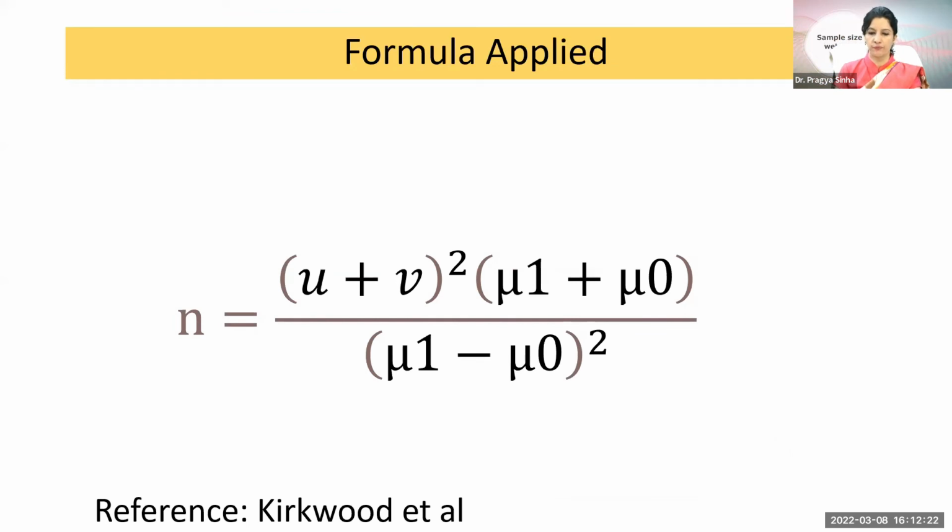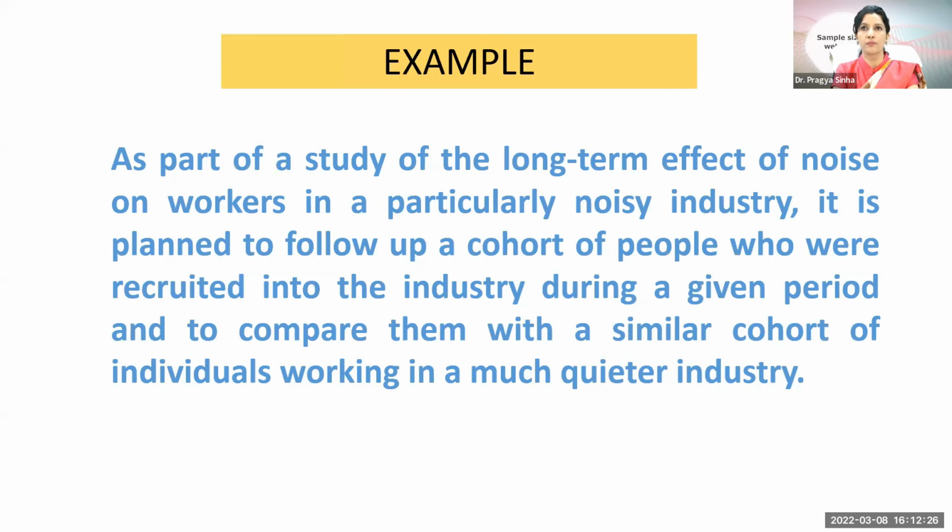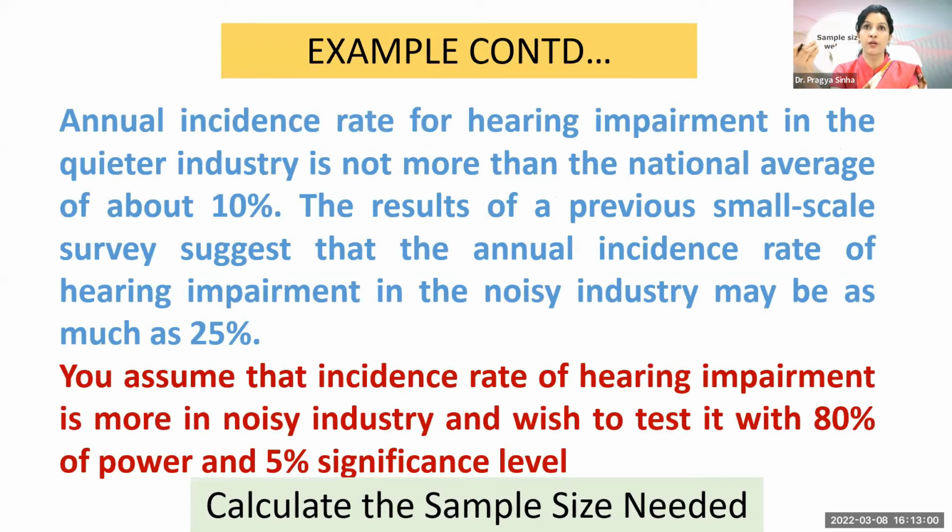You can see this is the example. As part of a study of the long-term effect of noise on workers, just listen to this example very carefully. An investigator wants to study the effect of noise on workers. He took exposure as noise, and he took another control group working in a quieter industry. This is again an example of an external comparison group, where the person took another industry's workers as the less exposed group. The outcome is the annual incidence rate of hearing impairment. He assumes that the incidence of hearing impairment in the quieter industry is 10%, and the incidence rate of hearing impairment in the noisy industry is 25%.